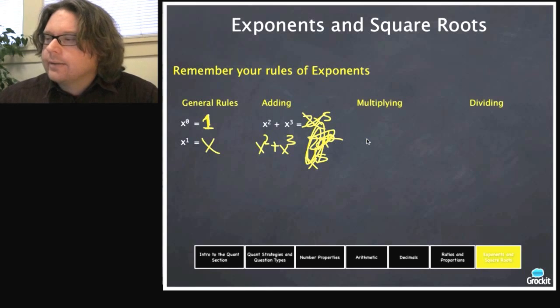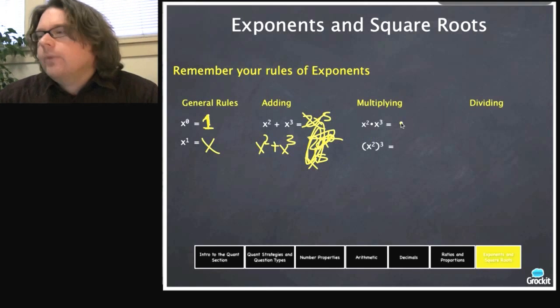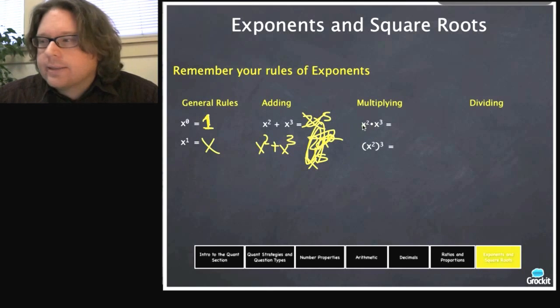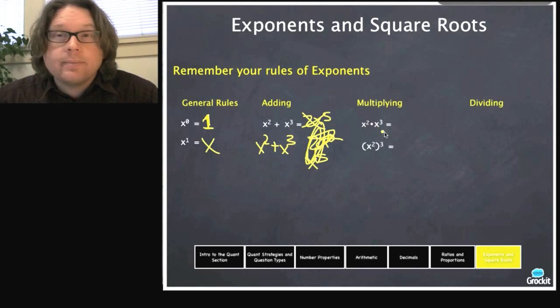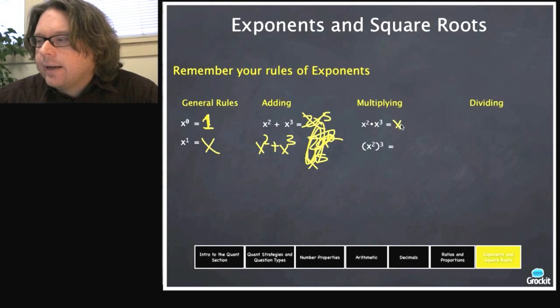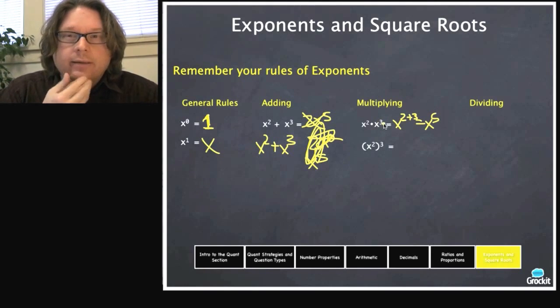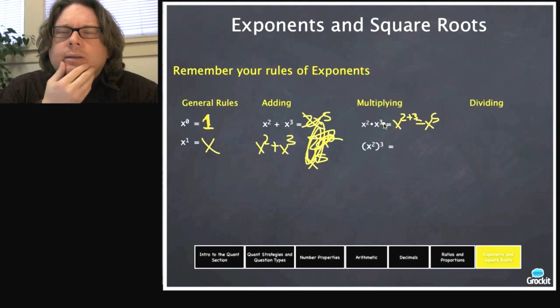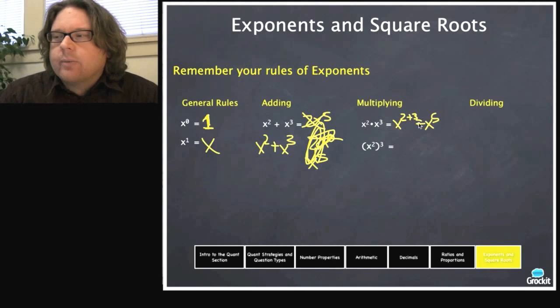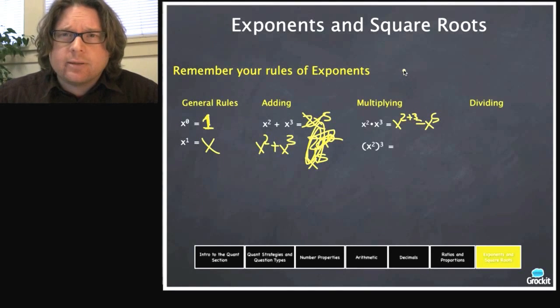Multiplying them, on the other hand, you don't leave them alone. When you're multiplying 2 exponents of the same base together, you add the exponents. So x squared times x cubed equals x to the 2 plus 3, which equals x to the fifth. If ever you're unsure about this and you're saying, oh, I don't think I can remember that, you can always write it out with small enough numbers to re-verify for yourself that this is right.